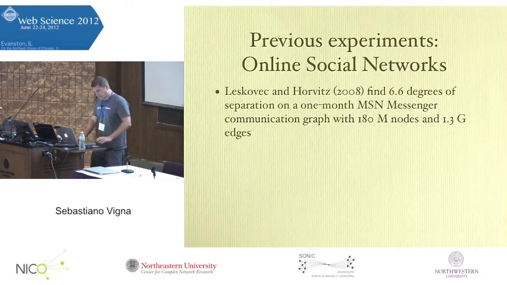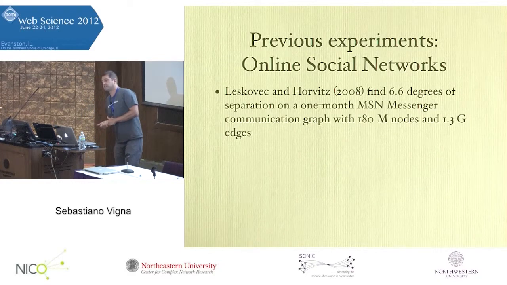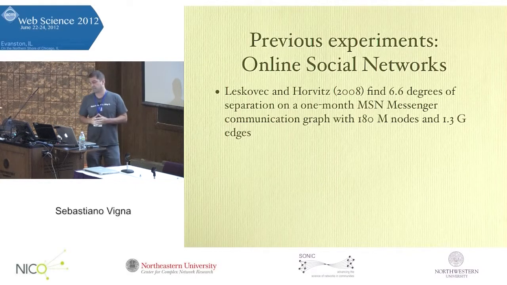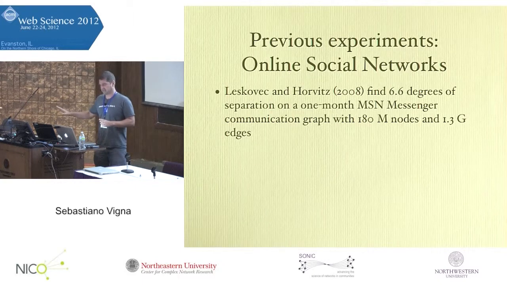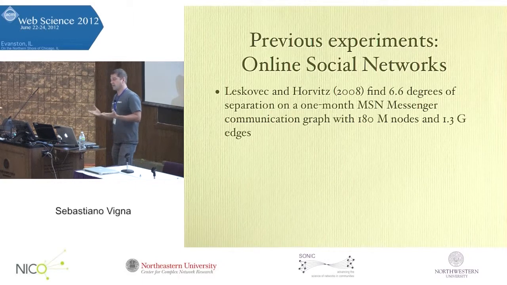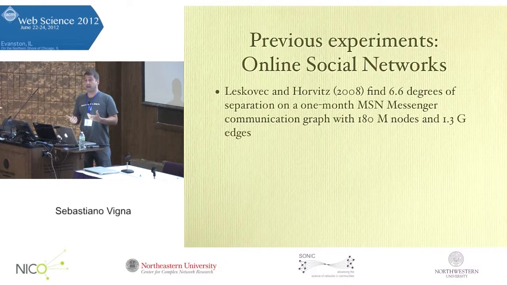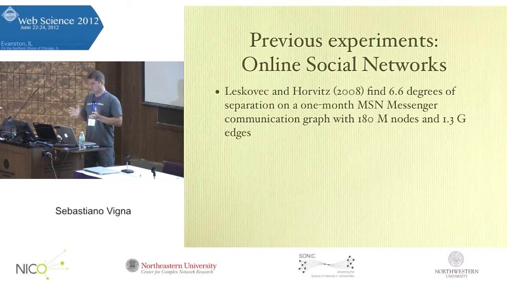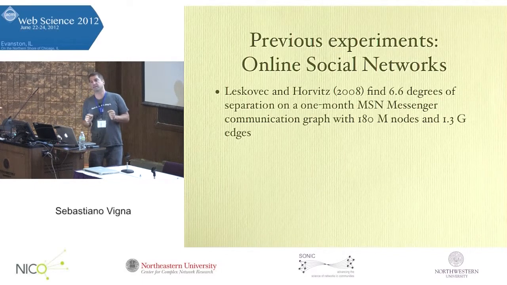Of course, we are not the first people doing this on social networks. Leskovec and Horvitz found 6.6 degrees of separation, so distance 7.6, on a communication graph of Microsoft Messenger. So it's 100 million persons which have one link between them if they communicated within the last month. You get 1.3 billion edges. Notice it's very sparse. It's like degree 7.